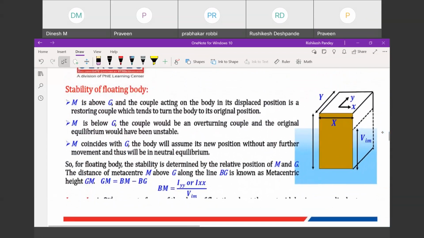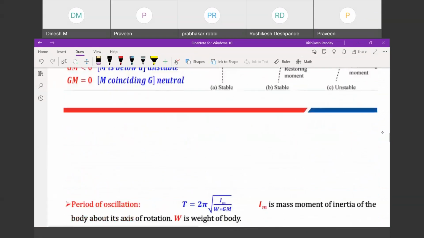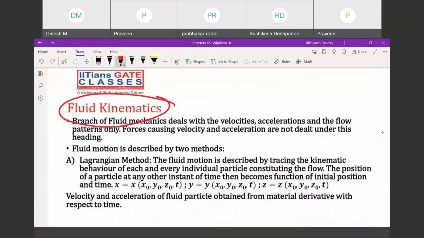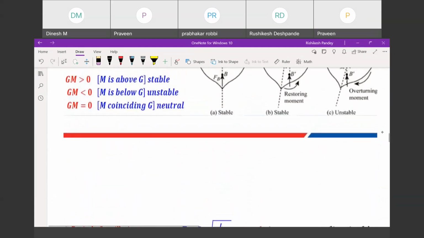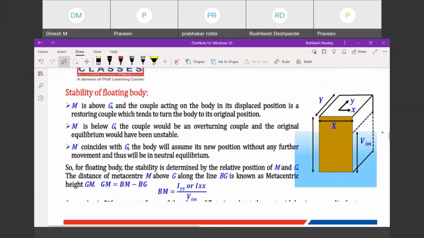Now next is stability of floating body. This is the last topic. After this we'll start our numericals, because our next topic is fluid kinematics. So first we'll solve MCQs, and then we'll move ahead to the next topic.